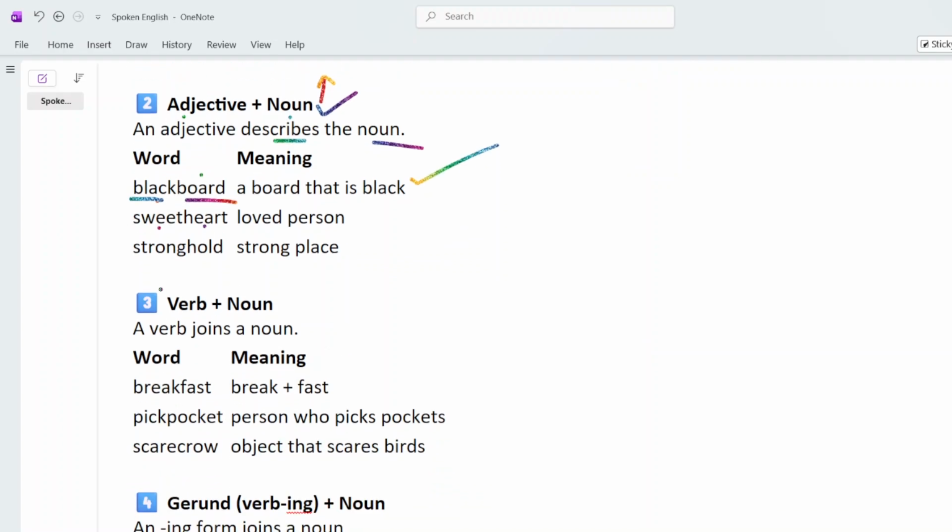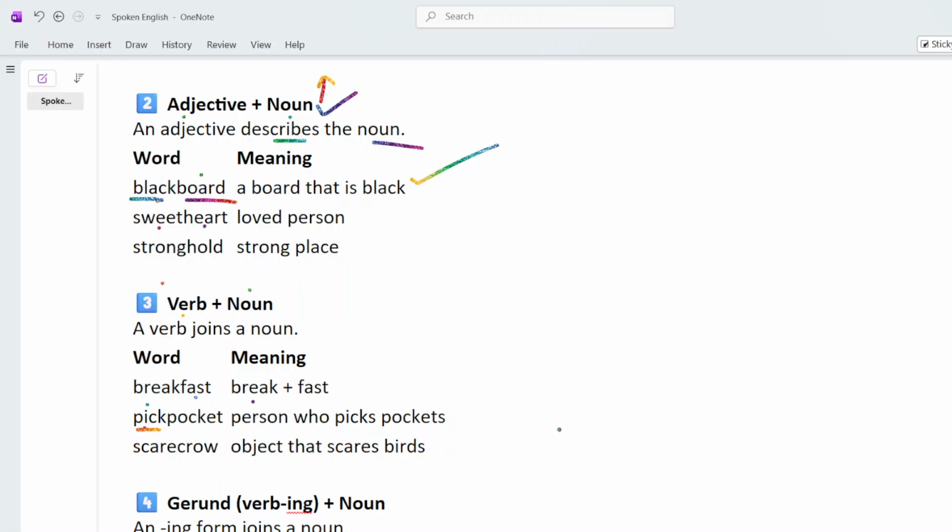Let's quickly go ahead and look at the third point for today. That is verb plus noun. When I say verb plus noun, we all know that verbs are action words, right? However, when they join a noun, they sound like this: breakfast. Break plus fast. Break is, as a word, a verb. Breakfast. Pickpocket. What is pick? It's an action, you're picking up something. So pickpocket, a person who picks pockets, right?